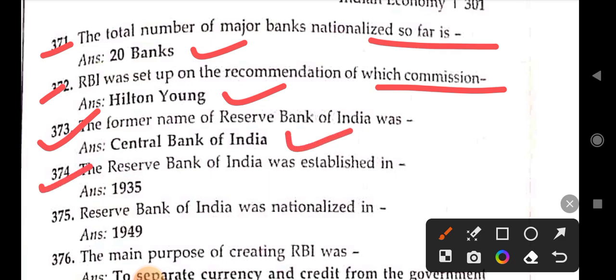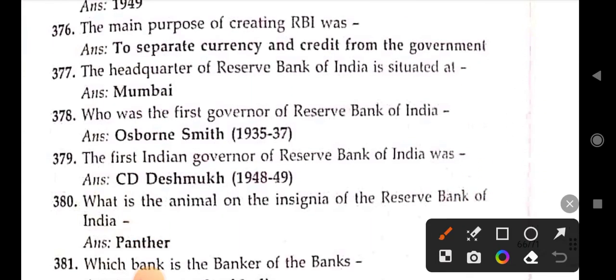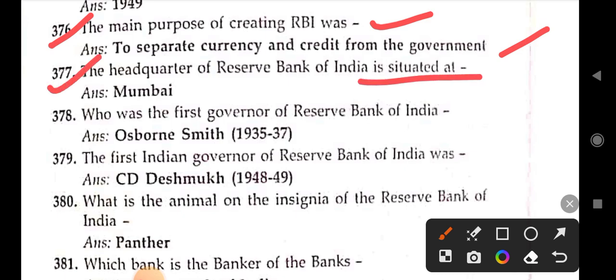The Reserve Bank of India was established in 1935. The Reserve Bank of India was nationalized in 1949. Next, the main purpose of creating the RBI was to separate currency and credit from the government. The headquarters of the Reserve Bank of India is situated at Mumbai.